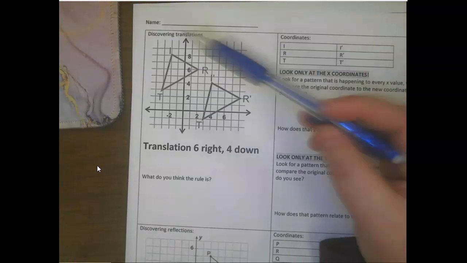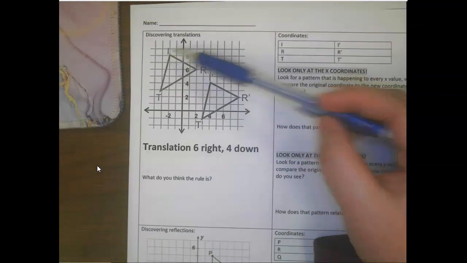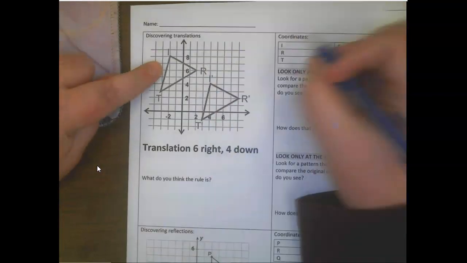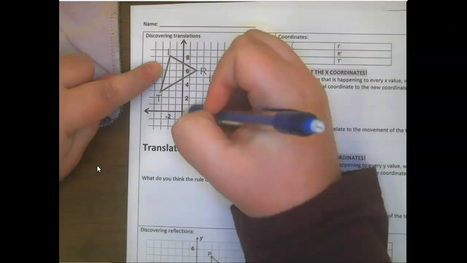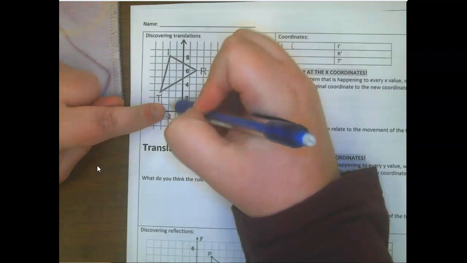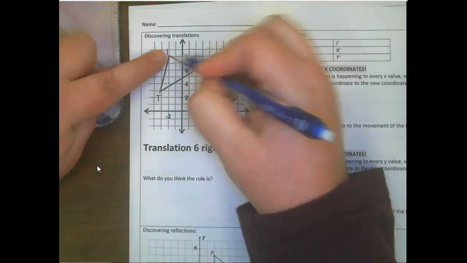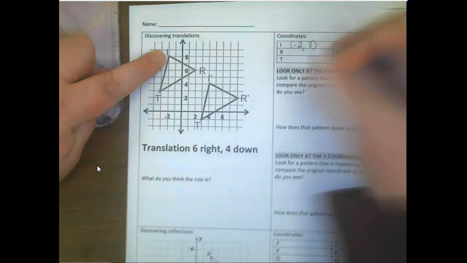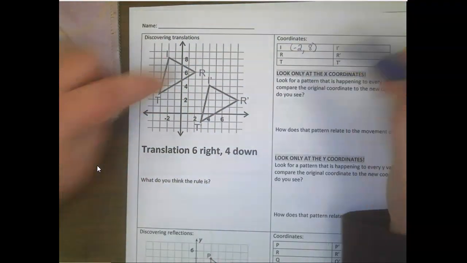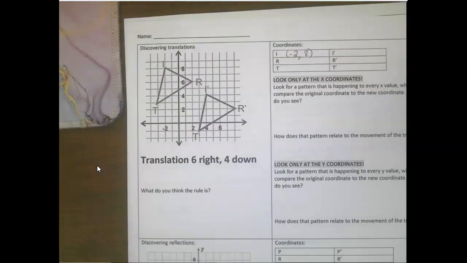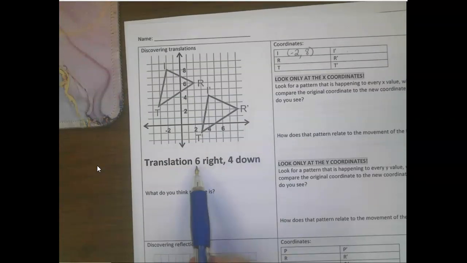So what you're going to do is find your coordinates like we did yesterday. So we're going to go ahead and do I together. So its x value is -2. Its y value is 8. And you're going to do that for R and T. And then you're going to do it for I prime, R prime, and T prime. Okay? Now this is a translation. It is a slide. It even tells you it's a translation: 6 to the right and 4 down.